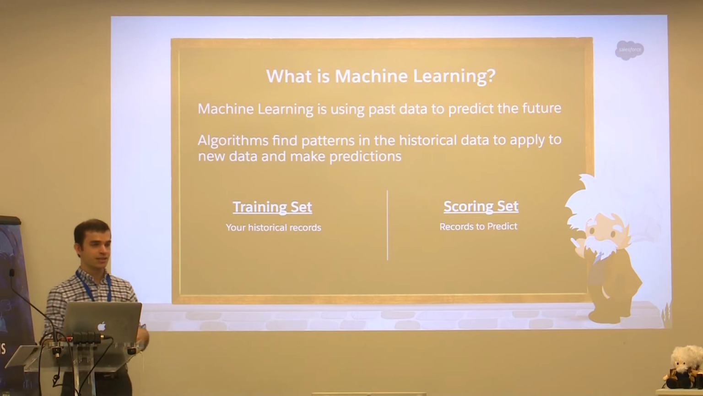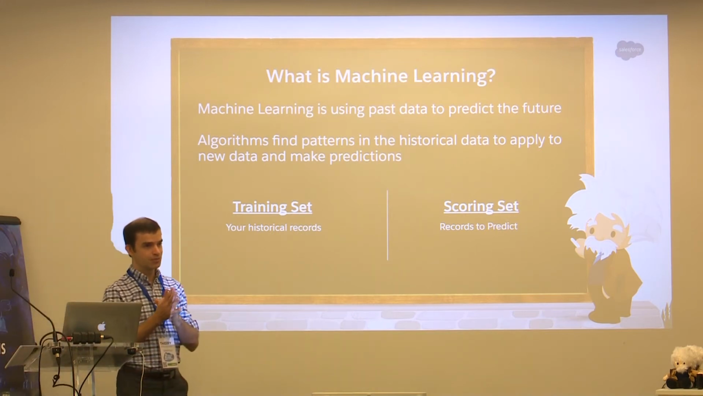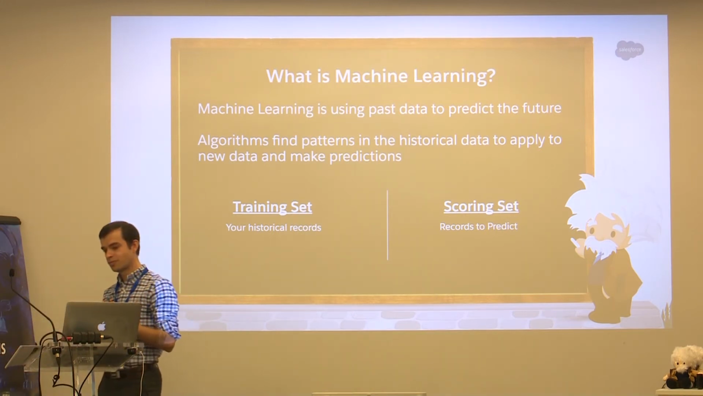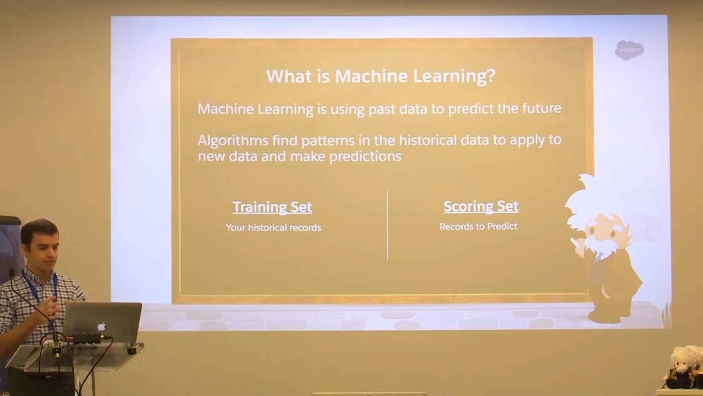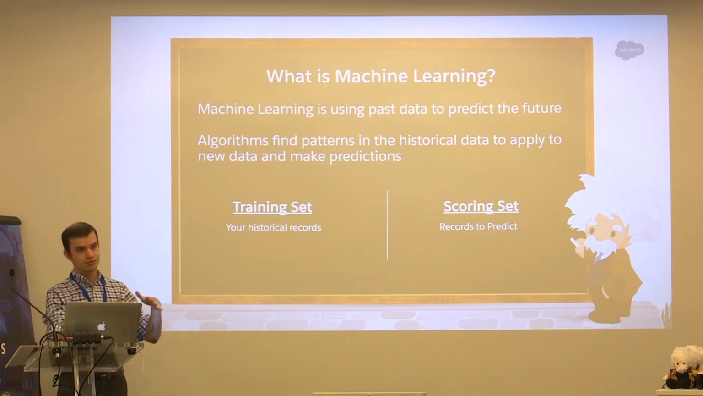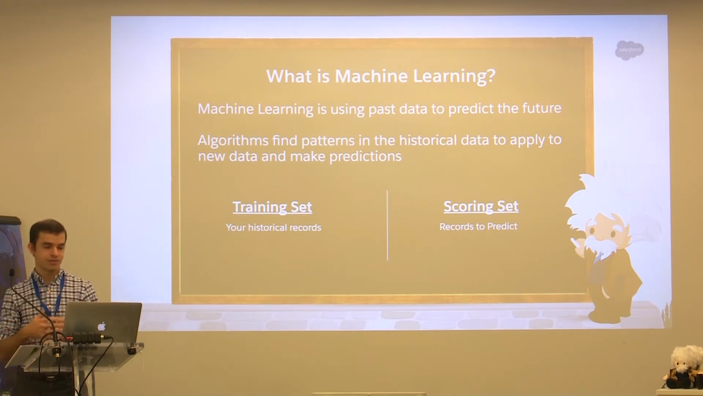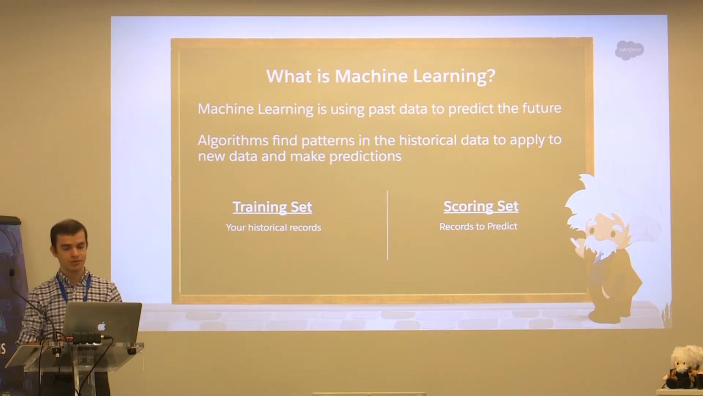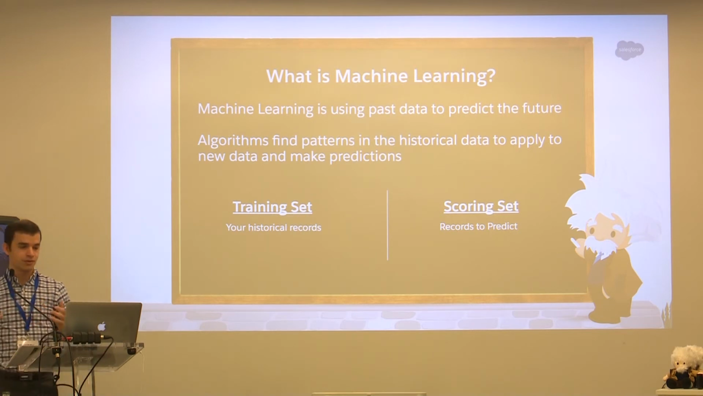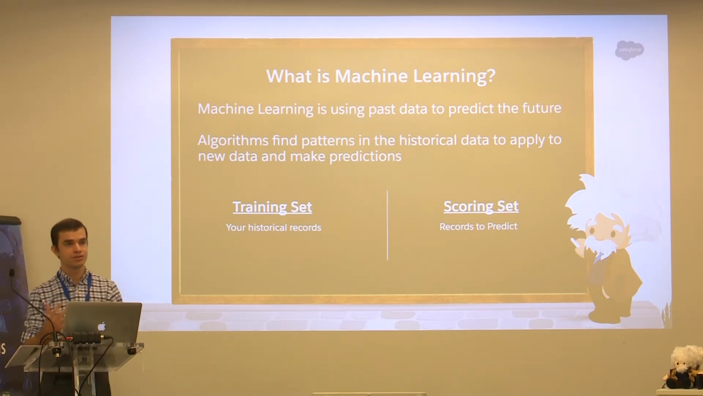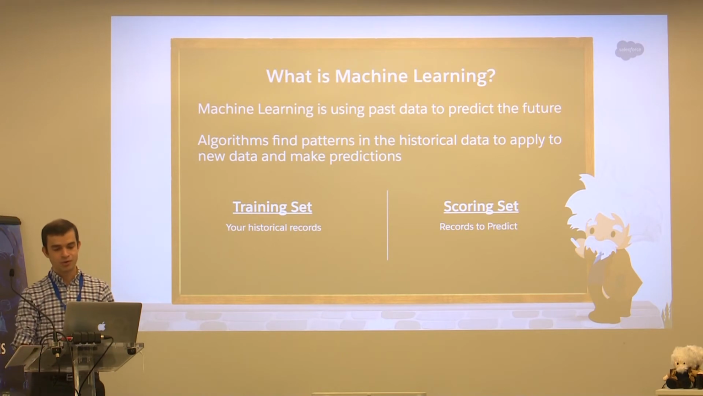The training set is basically your historical records. So for example, if I keep with the example of predicting attrition, these will be examples from your customers that you've had for a long time. And some of these customers have churned, some are still your customers. So you have examples of both. And then the scoring set will be what you care to predict. For example, it might be new customers. Let's say you just onboarded customers in the last 6 months, you want to predict whether they're going to churn or not.